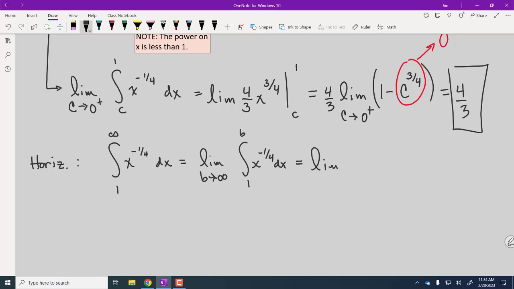So then we do the same thing we did up there: add 1 to the exponent, divide by the new exponent, so we get the same exact antiderivative. Plug in our limits of integration, factor out the 4/3. We're going to have b to the 3/4 minus 1 as b goes to infinity.